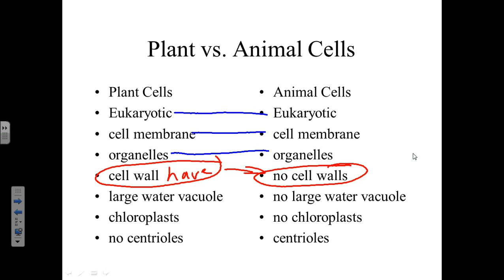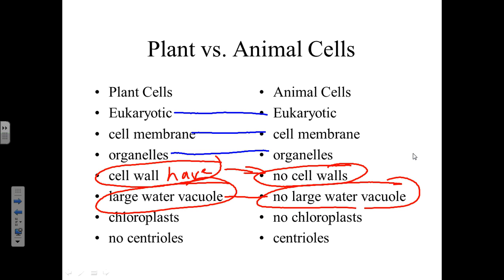All cells have vacuoles or vesicles, little storage baggies. But right in the middle of a plant cell is this huge vacuole whose job it is to store what? Water and other assorted things too. So plants have this large water vacuole in the middle. Animal cells have smaller vacuoles. They don't have those huge ones.